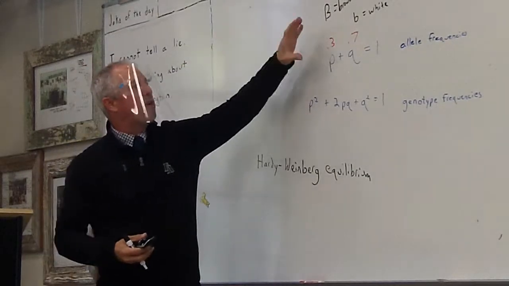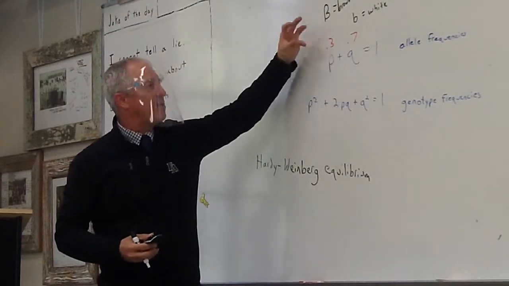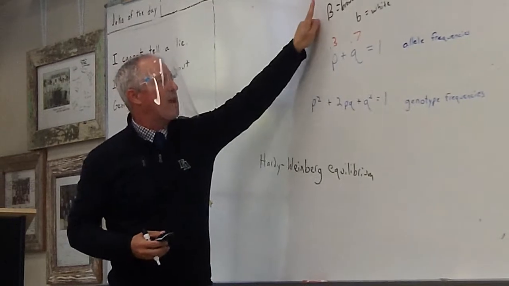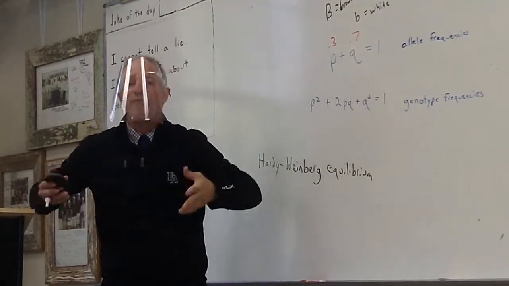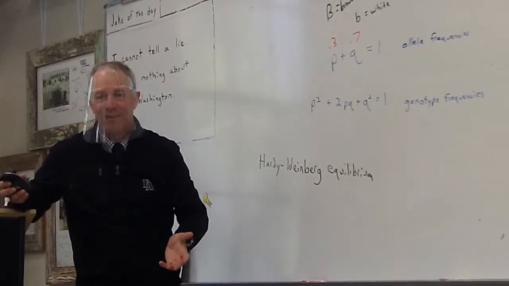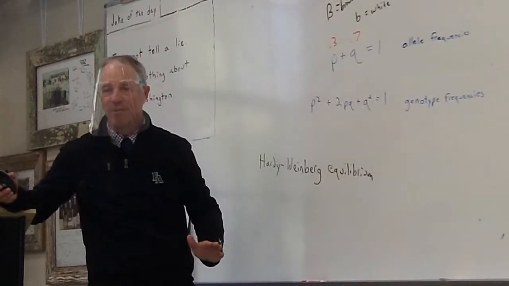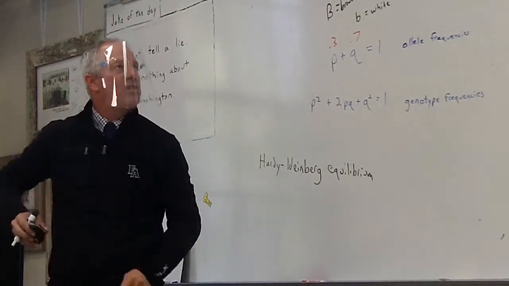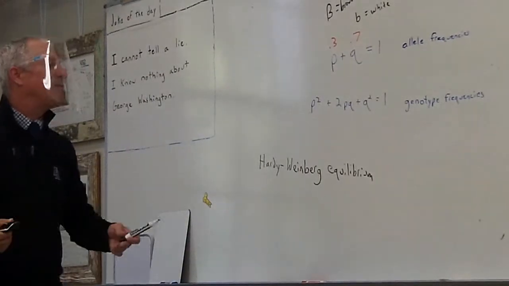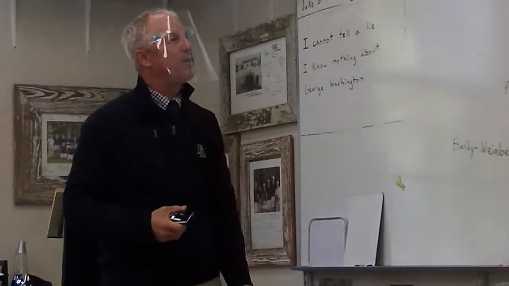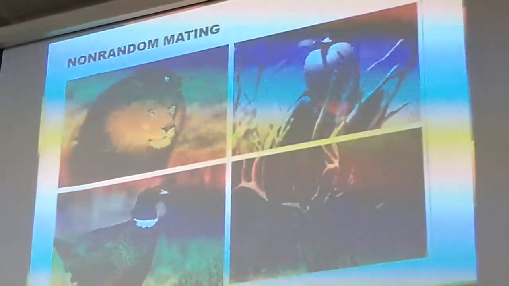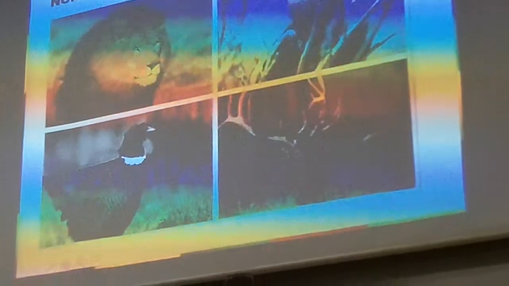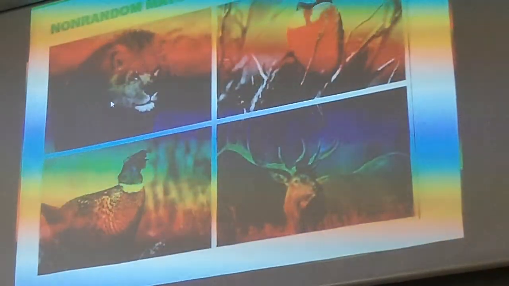If the rabbits prefer brown over white and tend to mate with just the brown ones, then the brown will go up and the white will go down. So you can't have a preference for who you're mating with if you're going to maintain Hardy-Weinberg equilibrium. And so we don't see that in real populations. There's often a preference. Like the lion with the biggest mane, that's who the females like to mate with.